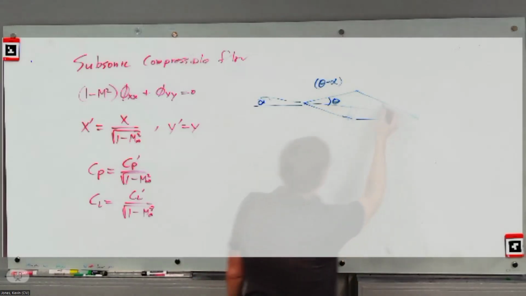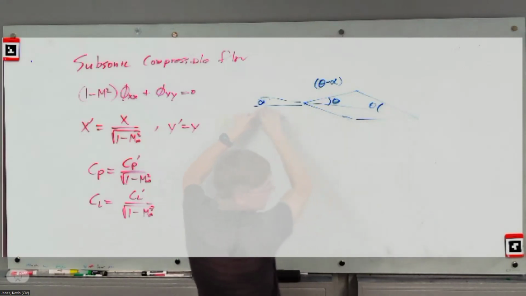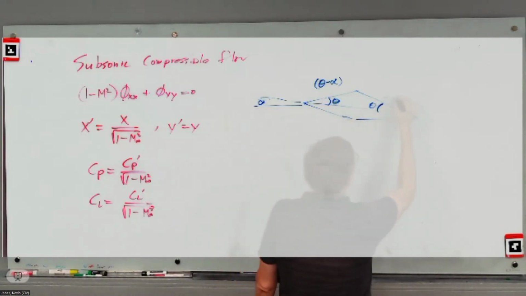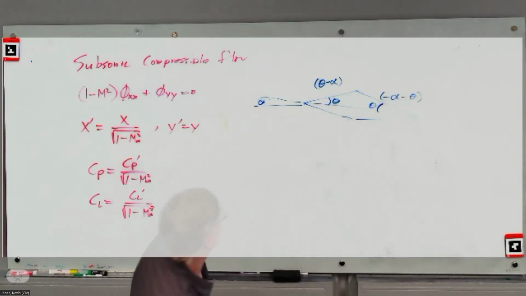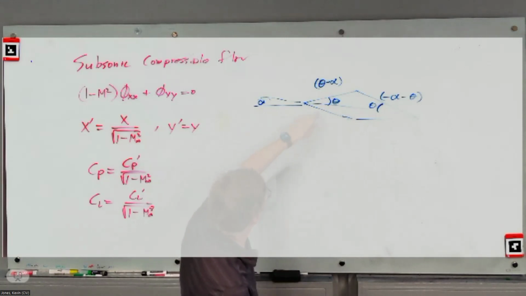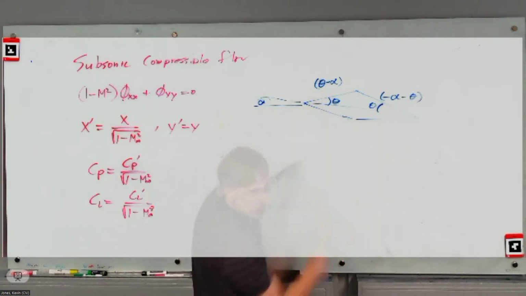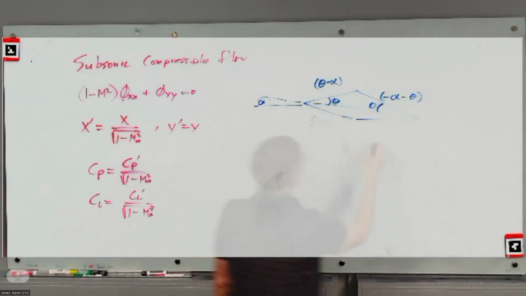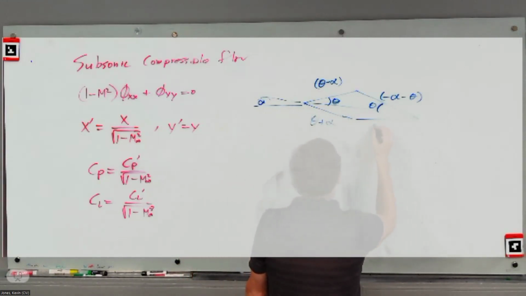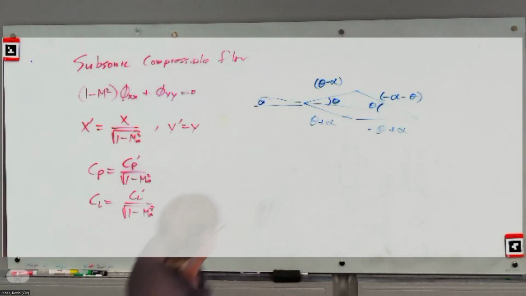And then here's theta. This one has minus alpha and the minus theta. And then on the bottom, the thetas are the same, but the alphas change. Plus alpha and minus theta. That's right.